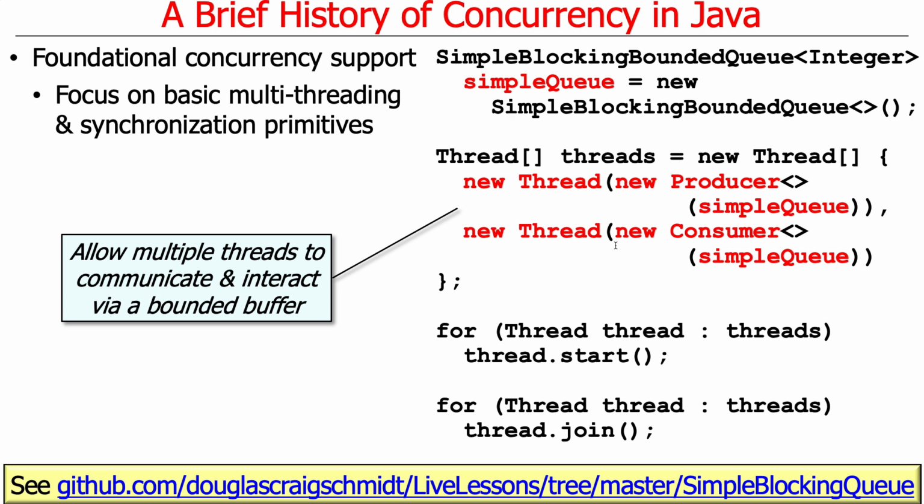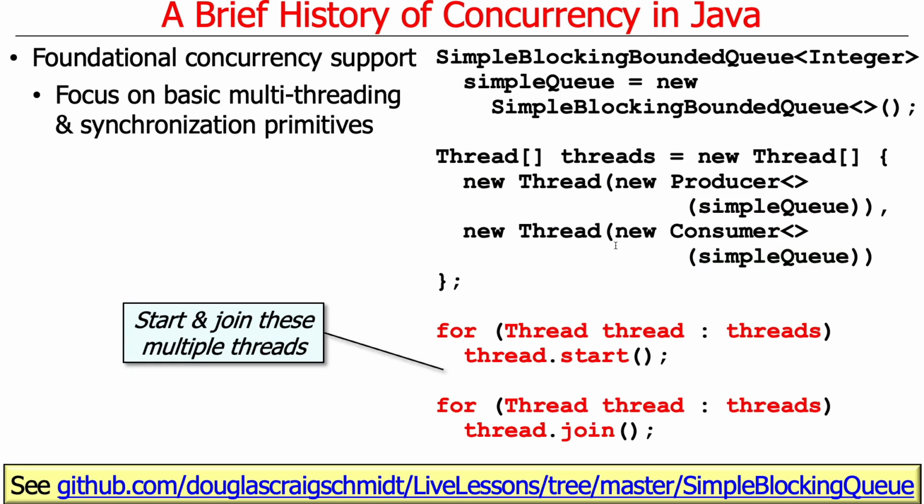Here's a small example to illustrate this point. We're going to have a pair of threads, a producer thread and a consumer thread. They're going to share a so-called simple blocking queue. You can get the source code if you want to see what it does. We spawn those two threads, and they communicate through this bounded buffer. Then we start the threads by saying, for each thread in the threads array, start the thread. That sets the wheels in motion. Processing takes place in the background: one thread will produce, the other will consume through the shared buffer.